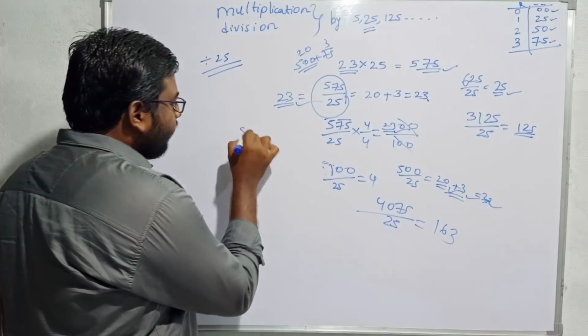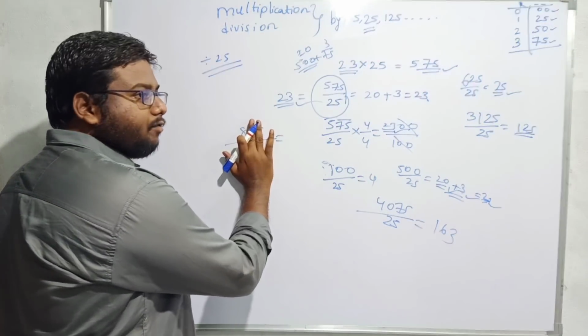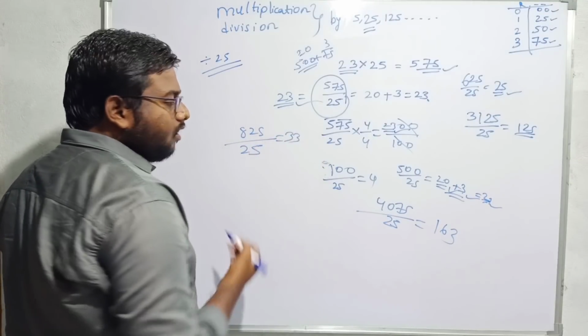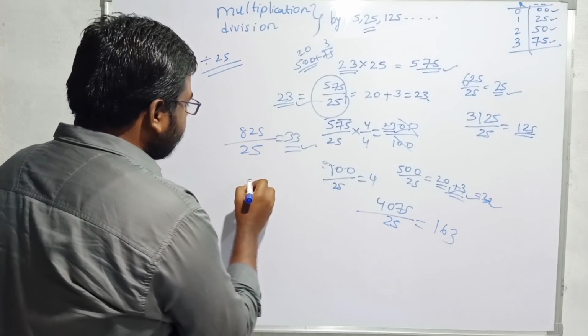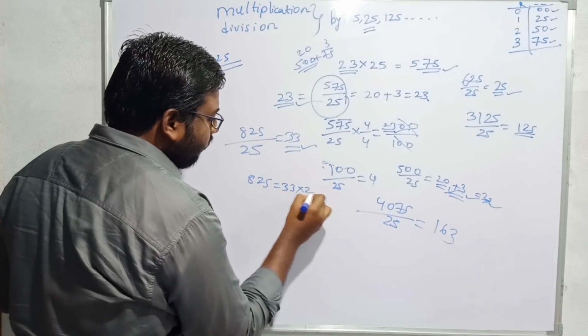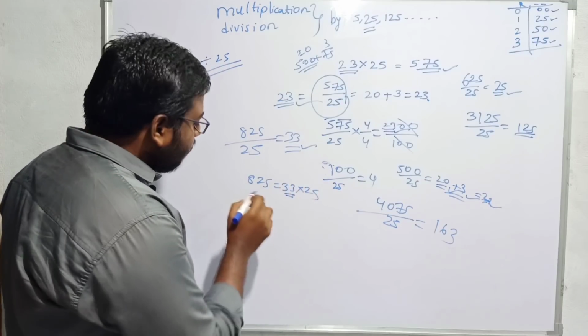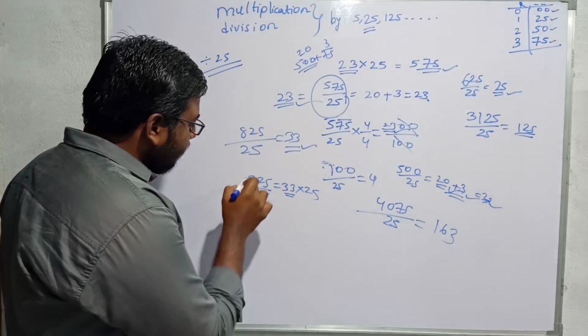For example, if I take 825 by 25, I will close this number. 8 4s are 32 plus 1, 33. If you got 33, this I can write as 825 is 33 into 25. That means 33 is divisible by 11 now. So this product also should be divisible by 11.